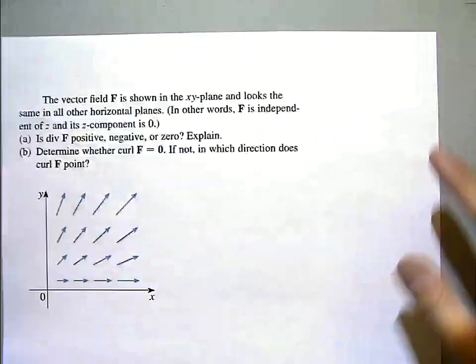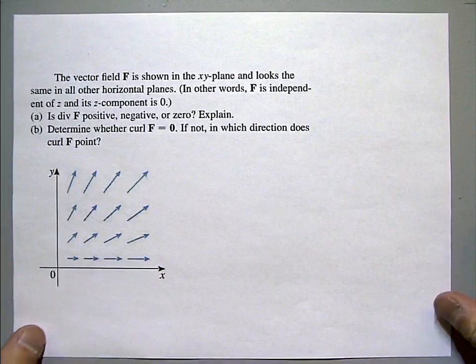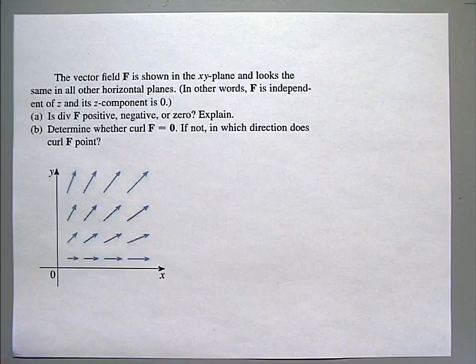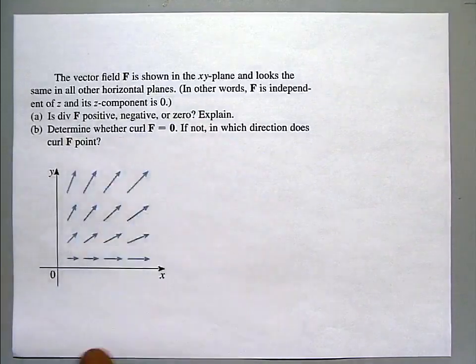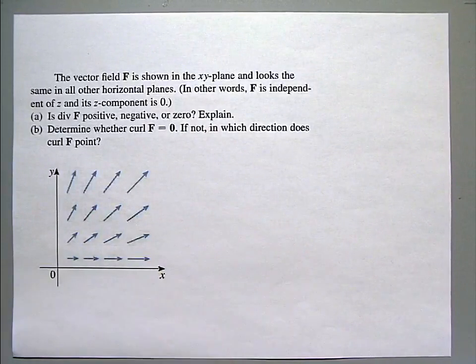Okay, let's try this example here. A little bit different. Let's look at this vector field that is sketched here. The vector field F is shown in the xy plane and looks the same in all other horizontal planes. So that means this is z equal to 0. At z equal to 1, it looks exactly the same. At z equal to 2, it looks exactly the same. At z equal to any k, everything looks the same. Every layer is the same. Okay?